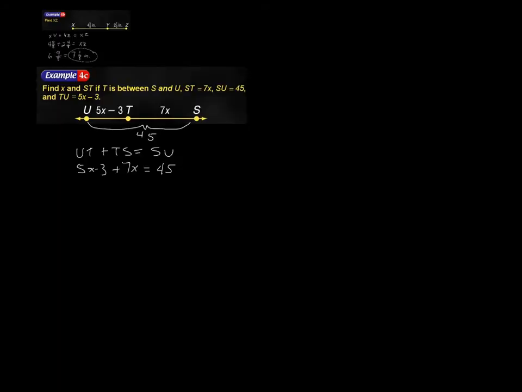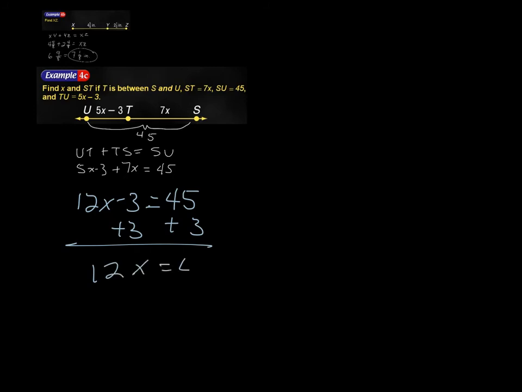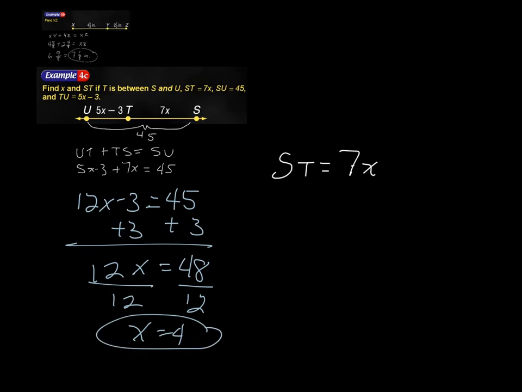Now to find x, we have just a little bit of algebra here. We'll combine like terms. So 5x plus 7x is 12x, minus 3 equals 45. And then add 3 to both sides of the equation. So 12x equals 48. And if we divide by 12, we get x equals 4. So that was the first thing we had to find, and they also want us to find ST. That's the easy part now, because we know x. So all we have to do is substitute into the ST expression. 7 times 4 is 28.